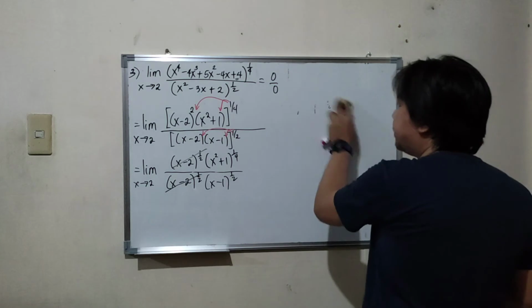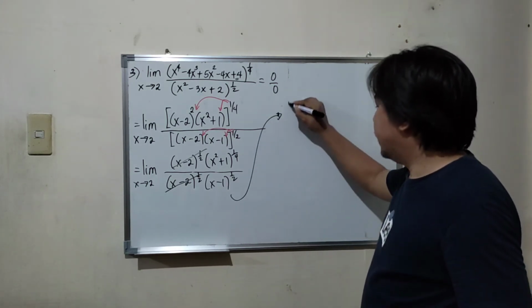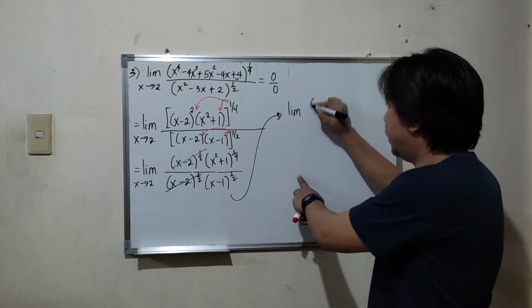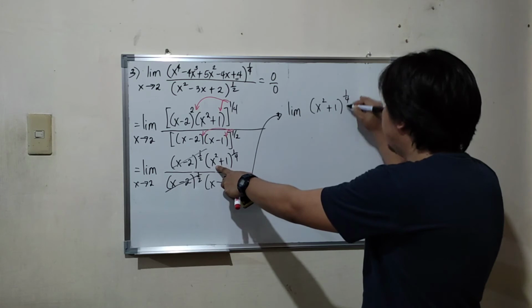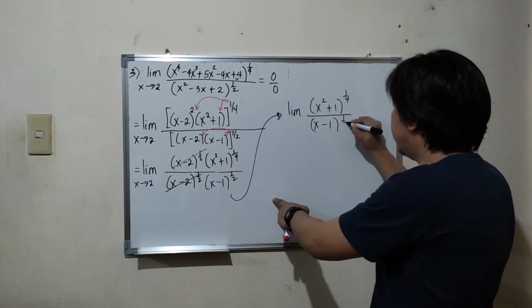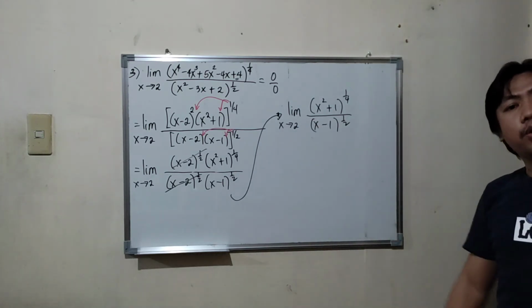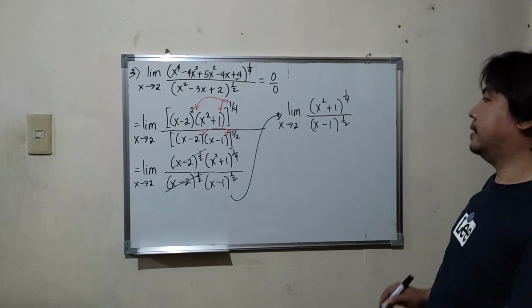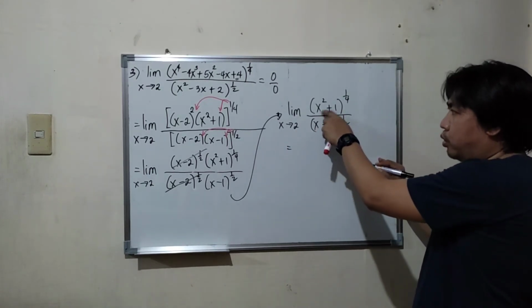Okay, so therefore we have limit of this term na lang, x squared plus 1 raised to 1/4 over x minus 1 raised to 1/2 as x approaches 2. Okay, so we can now apply the limits. Just substitute 2 sa x. So we have 2 squared.